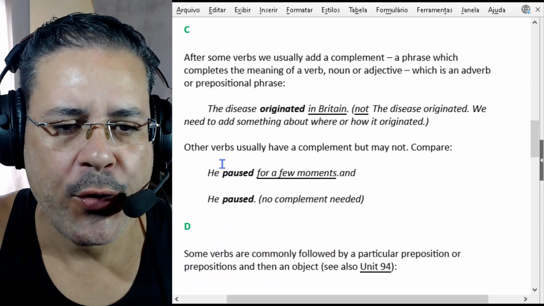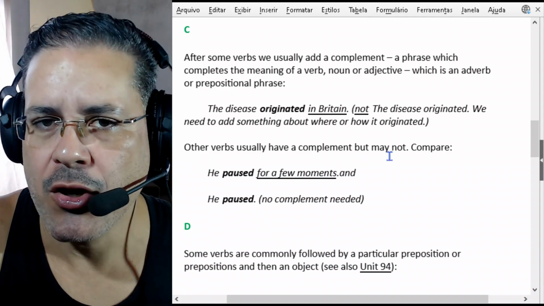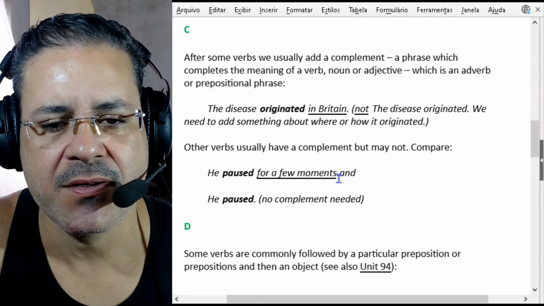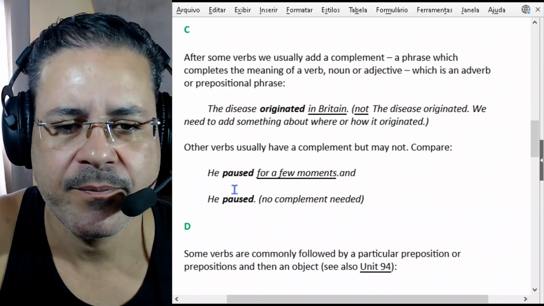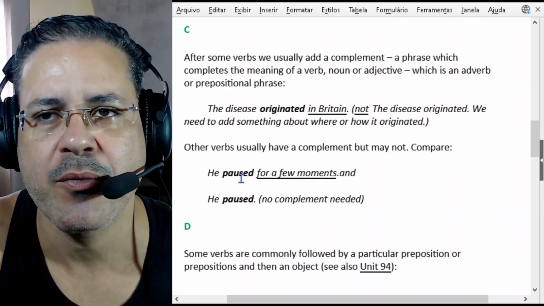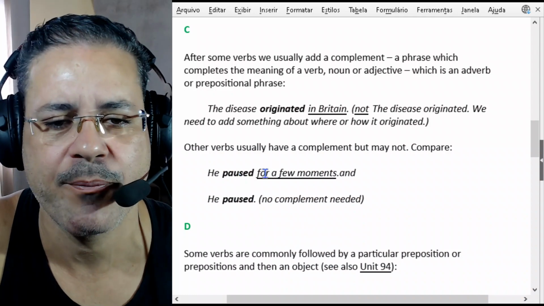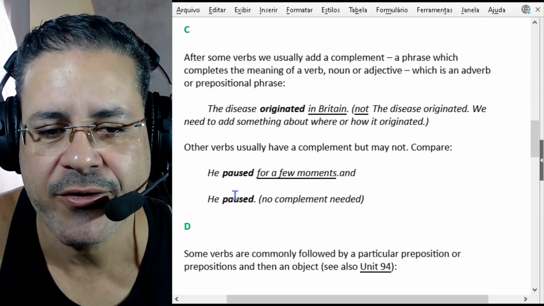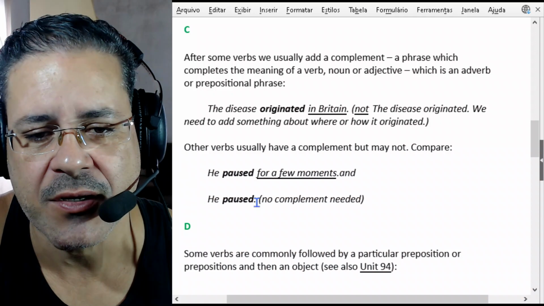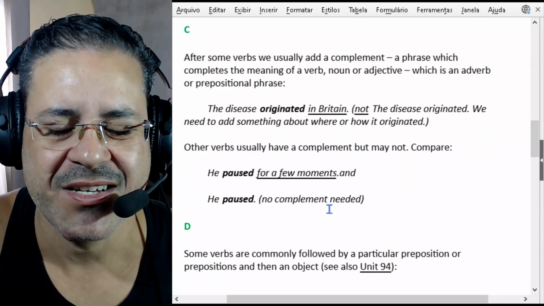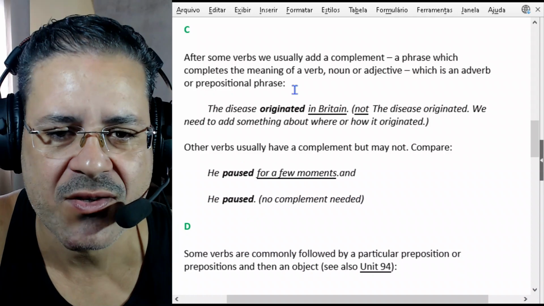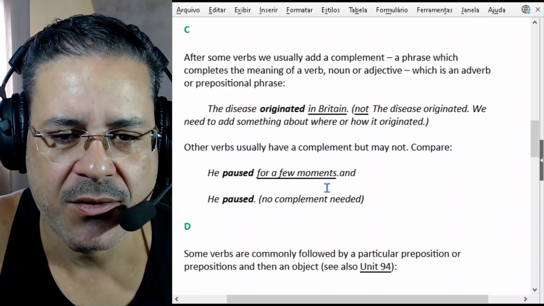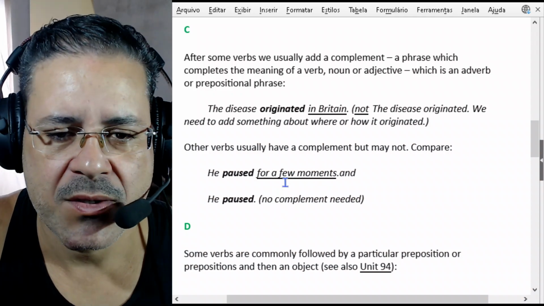Okay, moving on. Other verbs usually have a complement, but may not. Compare. He paused for a few moments. He paused for a few minutes. He paused for a few days, he paused for a few weeks, he paused for a few months, he paused for a few years. And we can also say he paused, because the verb allows that understanding. In that case, no complement is needed. So that kind of verb allows those situations. You might refer to it with a complement or not.